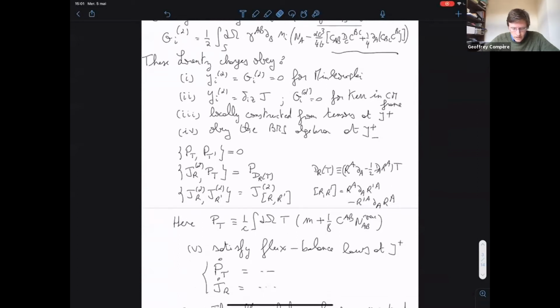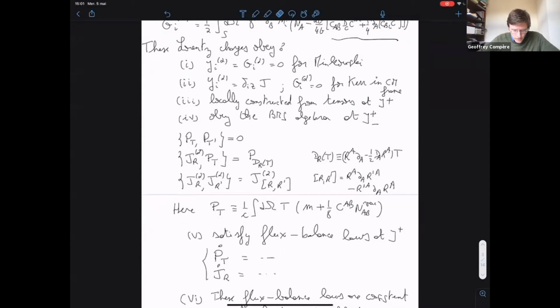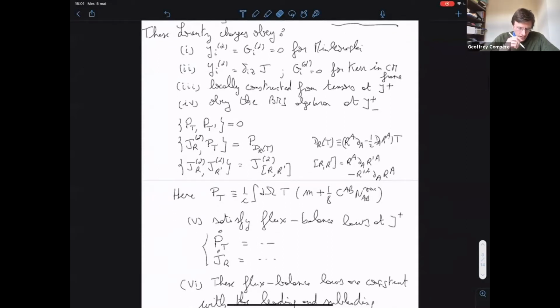They are all locally constructed from tensors at scri plus, right, from C_AB, N_A, etc. And then they obey the BMS algebra at scri plus minus, so at the past or future infinity. So here is the BMS algebra. They have this relationship. D is just defined here. So it's an operation that generates a function starting from T, which is a supertranslation depending arbitrarily on the sphere, and R, a vector on the sphere. You generate a new function on the sphere.